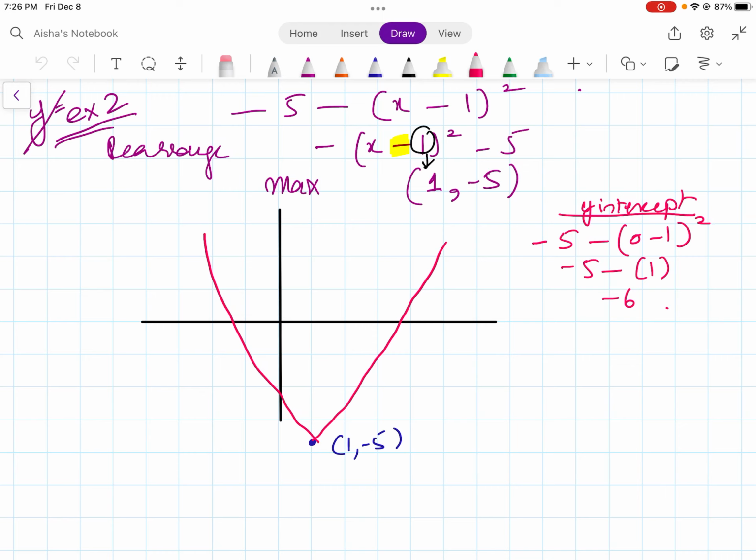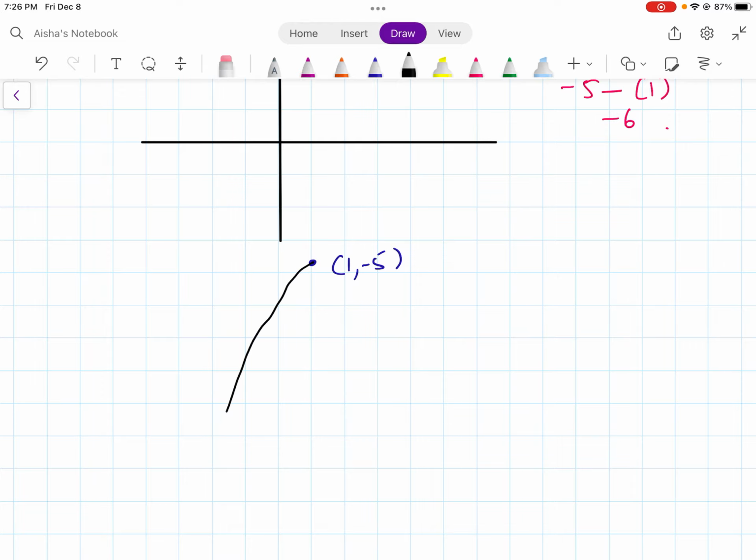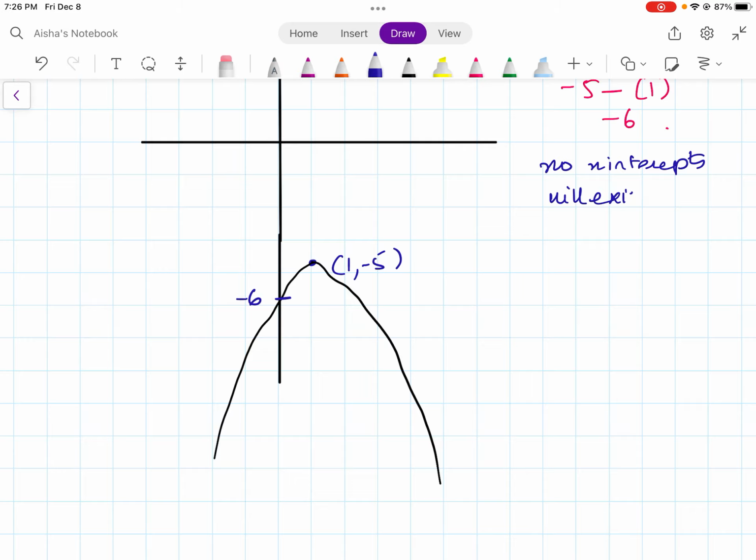Okay, so this is a maximum graph, my bad. Maximum graph means it will look like this. Meaning if I extend my axis, this value is going to be minus 6, right? And no x-intercepts will exist because it does not cut the x-axis. I can see that.